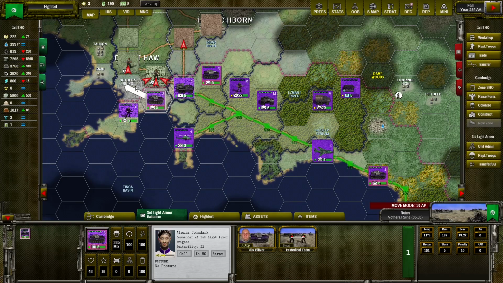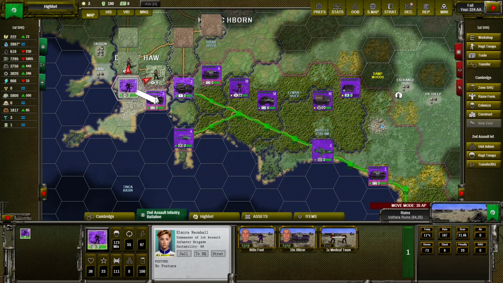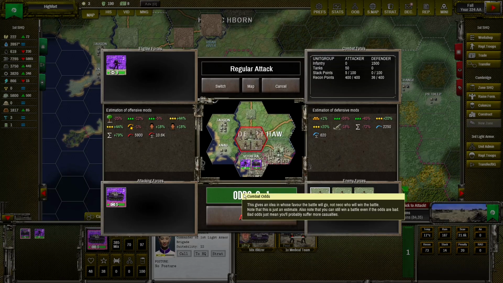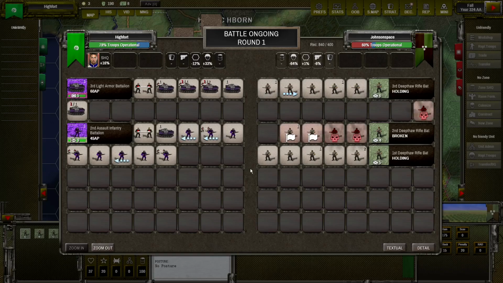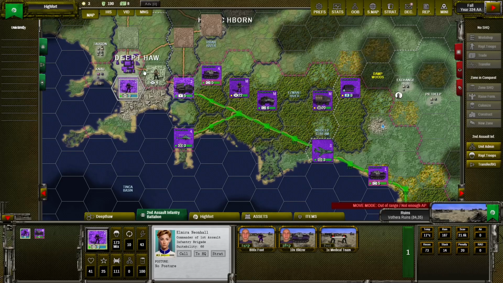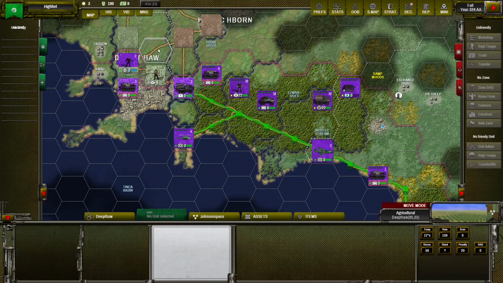So now our tanks and infantry can move here and attack together. Weapons free. Operation successful, and the city is ours.